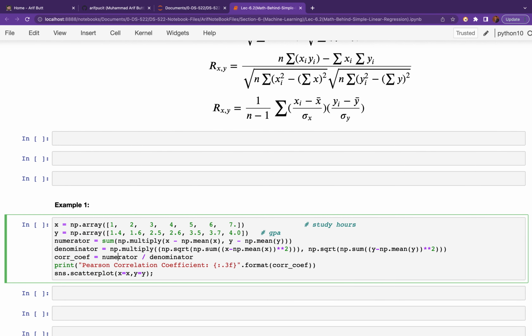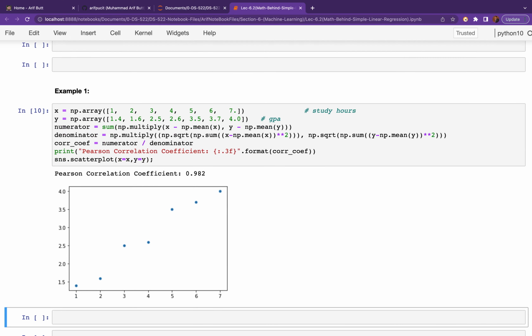Let me execute the code of this cell. So the correlation coefficient comes out to be plus 0.98, which shows two things. First is that there exists a positive relationship between study hours and GPA, and moreover the magnitude is 0.98, and this magnitude tells us the strength of the relationship between the two random variables. So we can conclude that there exists a strong positive relationship between study hours and GPA.